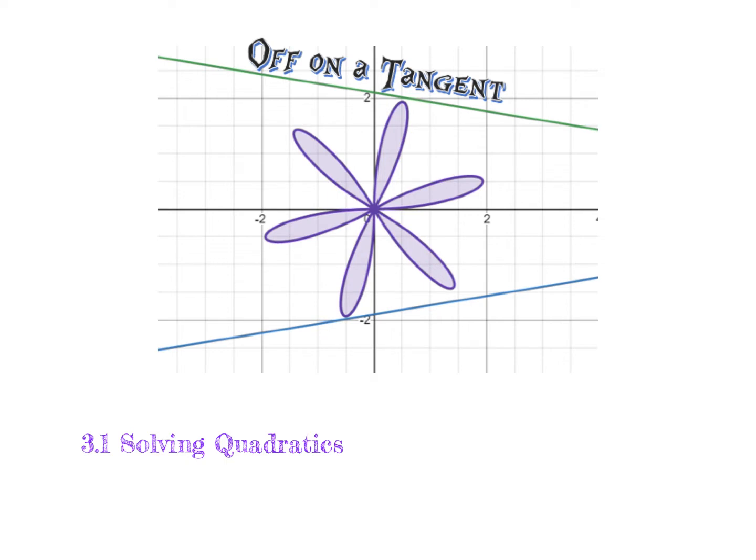We're going to focus on three specific methods that we previously learned in Algebra 1 for solving quadratics, which are factoring, graphing, and solving using the square root method. We'll talk about completing the square in the video for 3.3 and the quadratic formula in the video for 3.4. So let's go ahead and jump right in.